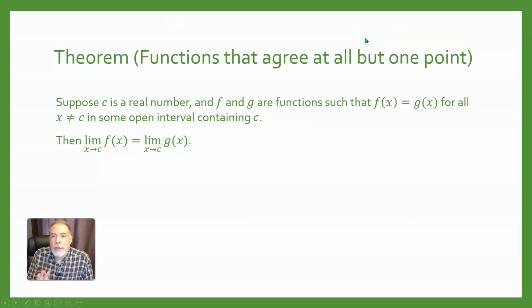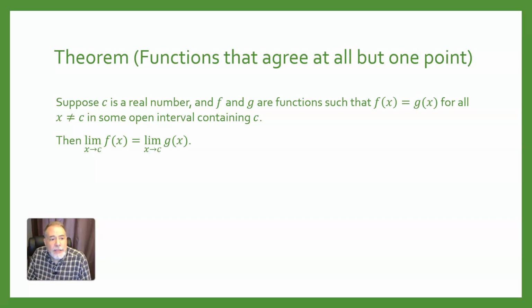So this theorem is the key to a lot of what's going on in the rest of this video. If you have two functions that agree at all but one point, that is, f of x and g of x give you the same value, not when x equals c, but for all the other x's that are not equal to c, at least close to c, in some open interval containing c. So maybe for all x, or maybe just for all x within some little interval around c. But for all x, at least within some open interval containing c, other than c itself.